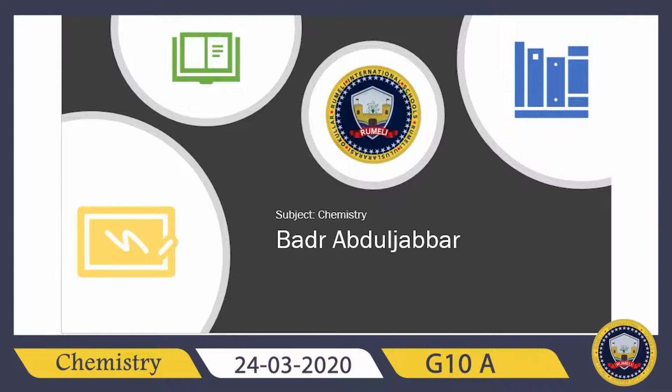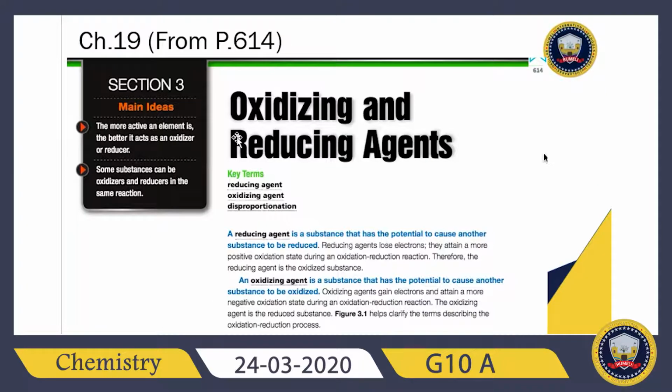So, now we are in lesson number 6. Of course, chapter 19, from page 614. I hope you have studied the previous lessons because they are very important. Now we will start section 3: oxidizing and reducing agents.